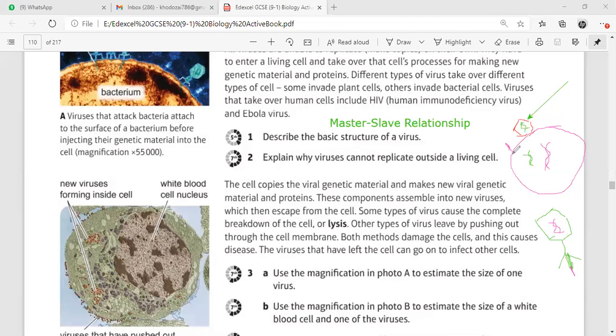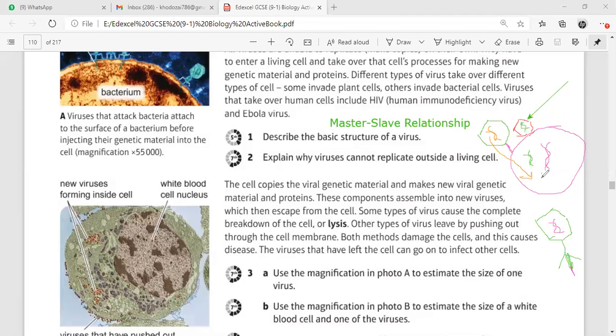This is the tail which will enter here, and on top, what is there? On top, that is the virus. Inside this virus is its own DNA, for example. This tail will rupture the cell membrane, and it will make the entry of this DNA into the host cell. That's all. The capsid will remain outside.